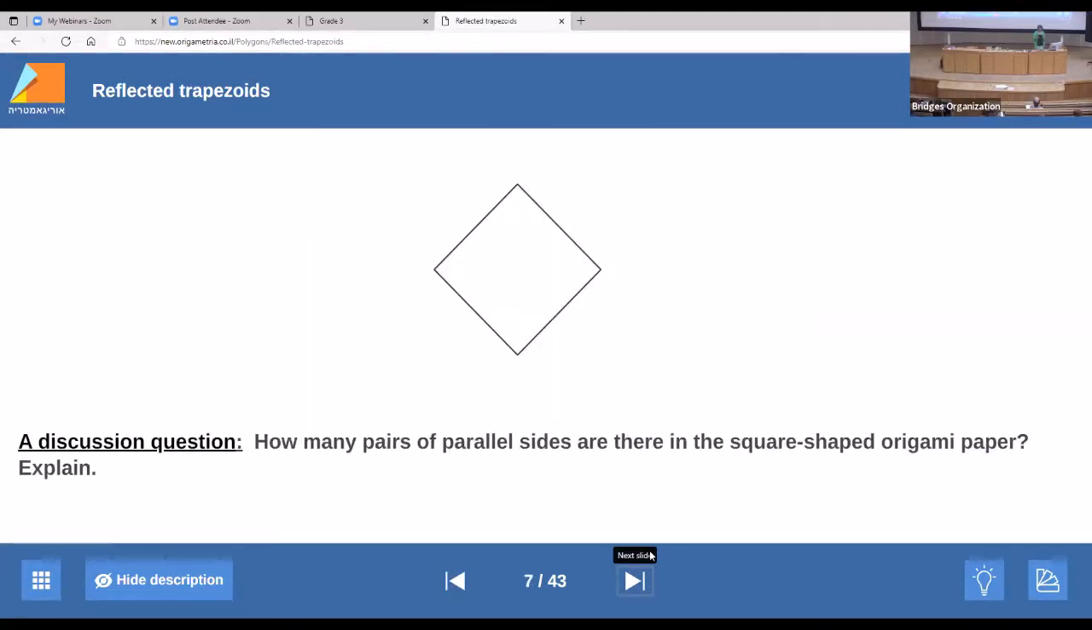Now, the children don't know what we fold. You see it in the beginning when I got into the lesson. Why don't they see it? When the teacher gets into the lesson, the name of the lesson is reflected trapezium. It doesn't say what's the model we fold.